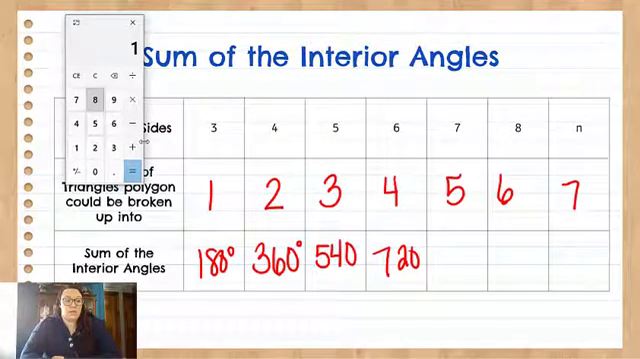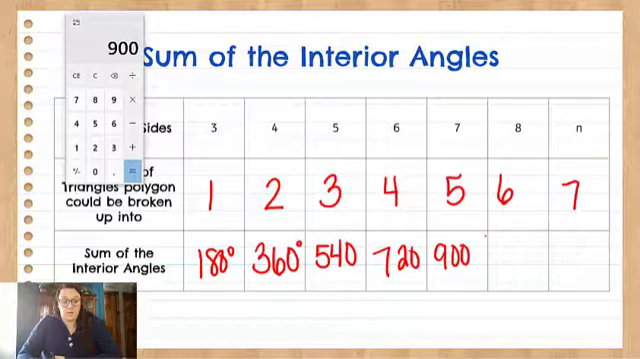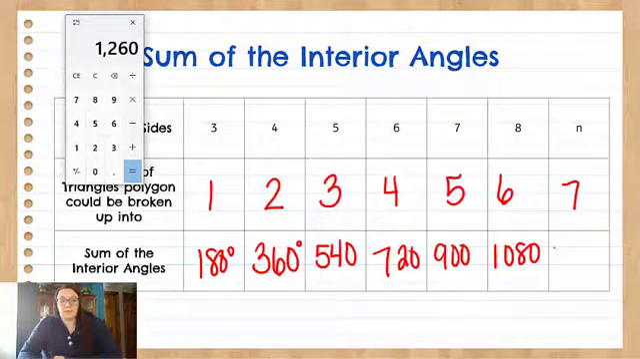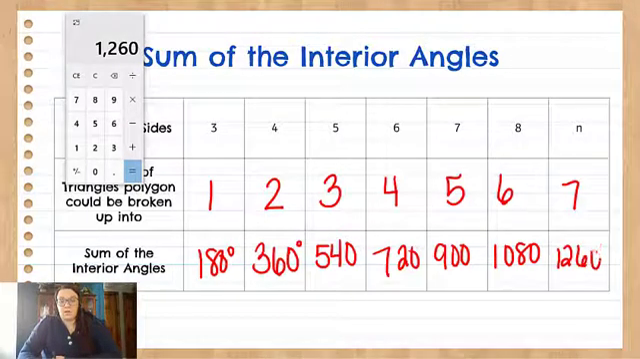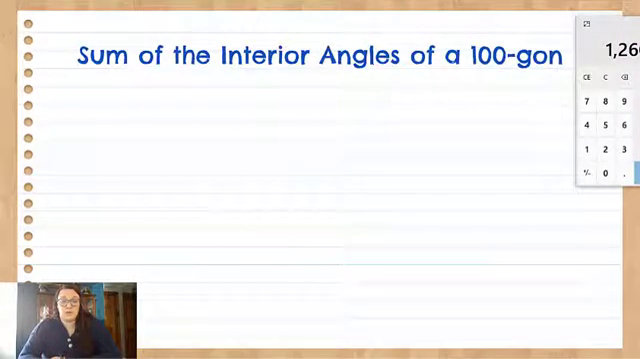And then I could add another 180 to get my next one, 900. Plus another 180 would be 1080. And then plus another 180 would be 1260. The trick here that we'll notice is that each time we do this, we're taking the number of sides, taking away 2, and then multiplying by 180. That, matter of fact, is the formula for the sum of the interior angles.